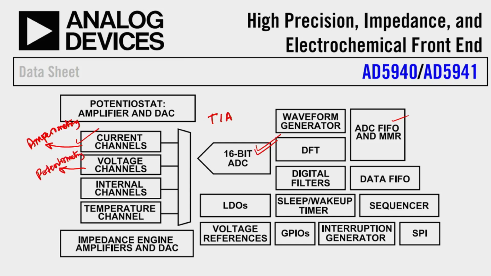And then we also have impedance, for impedance measurement, EIS. So it's a nice chip with a lot of different, almost all functionalities and modalities packaged within a small chip. So it's good to remember this chip, AD5940 or AD5941.